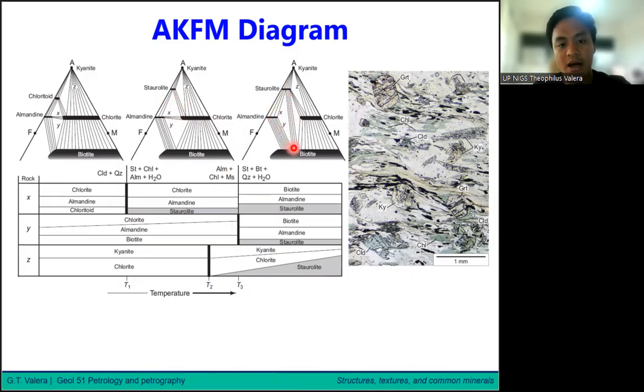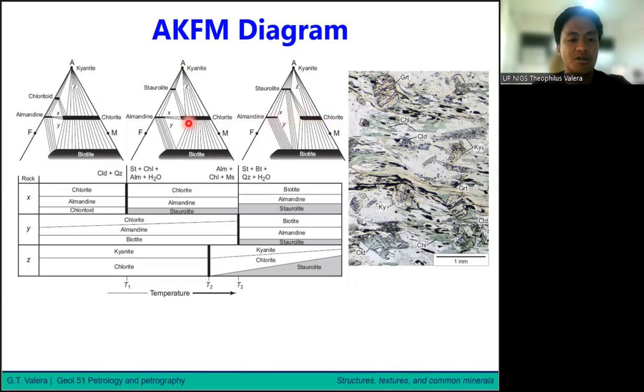Take note na at this point, wala nang chlorite in X natin, but that does not mean na chlorite is absolutely unstable in this metamorphic grade. Actually, in some bulk composition, you can imagine a composition that is highly magnesian, chlorite may still persist. Yan, chlorite may still persist, pero yung chlorite na yun is highly magnesian.